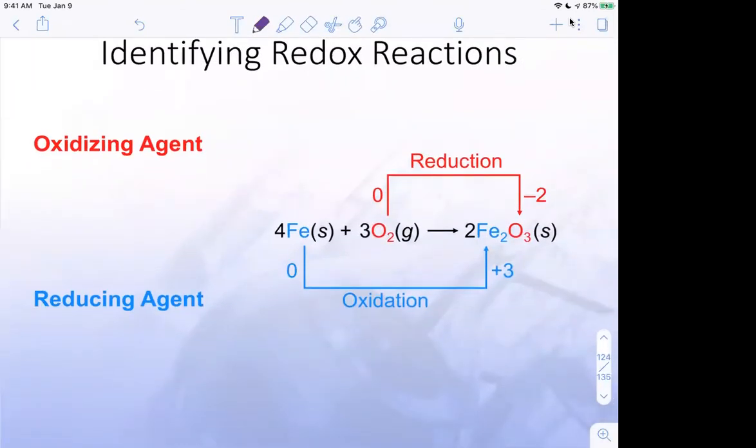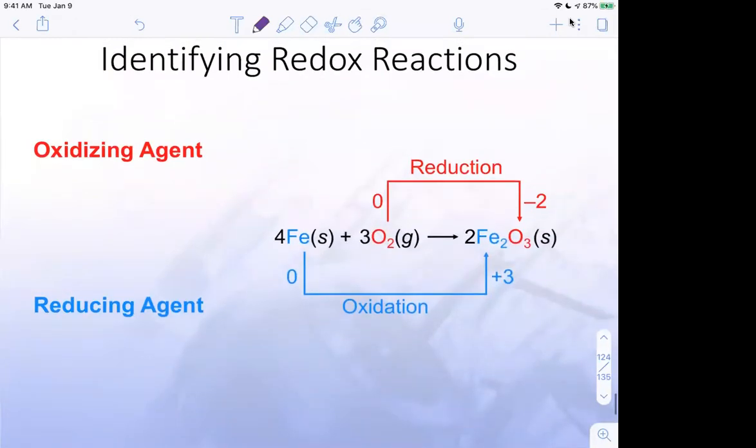So this is also another idea. Here's a reaction. I have iron metal reacting with oxygen gas going to Fe2O3. This is a clear-cut sign of redox because I have an element that is a free element going to an ion. So again, my iron in its elemental form is 0. My oxygen in its elemental form is 0. Here, my iron goes to a +3, and my oxygen goes to a -2.